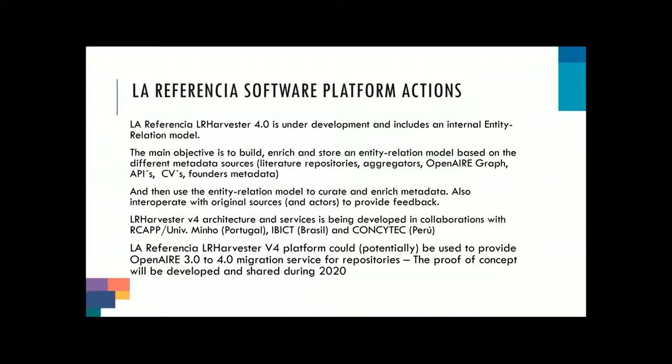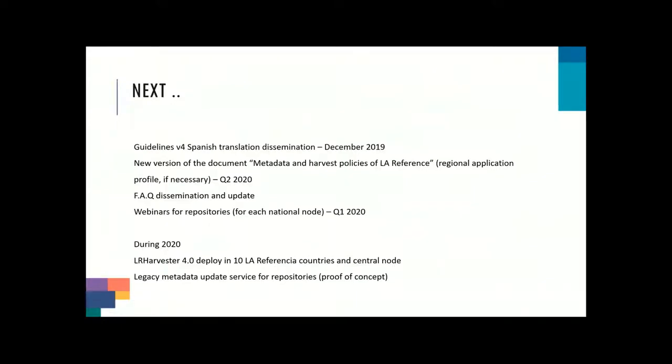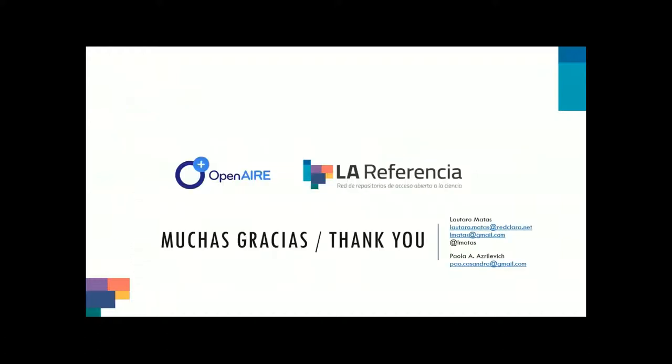We will do a proof of concept of this idea in the next month, and hopefully I can present some results in a call if you like. We will provide the Spanish translation version in December. I think the final revision is now, so we will publish the document in December, and we are also adapting our recommendations to the La Referencia nodes, including all the news on the adoption of the version 4 guidelines. We will continue the dissemination at the national levels, and then webinars to the repositories during the next year. So I think that's all.